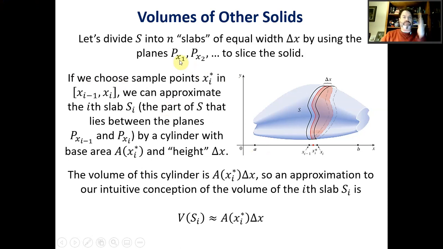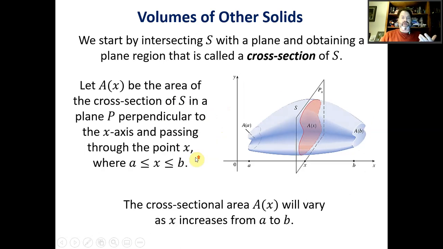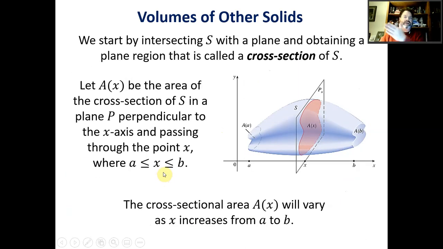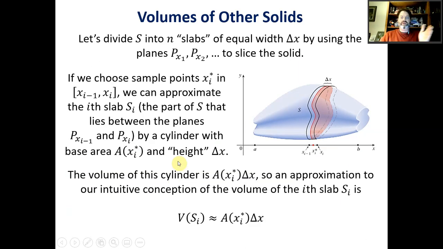So it's like P x1, P x2. You just slice through it with these varying planes, and they're all of equal width. Once you've sliced up the bread, you can pick any point in the slab to use that sample point as the calculation for computing the area. And so you'd have the area times the width. Again, we're calling it height because we're thinking it's like a cylinder, right? We're thinking it's like one of these things. Imagine it's laid on its side. Now here we're in the x direction, so our height is really width.